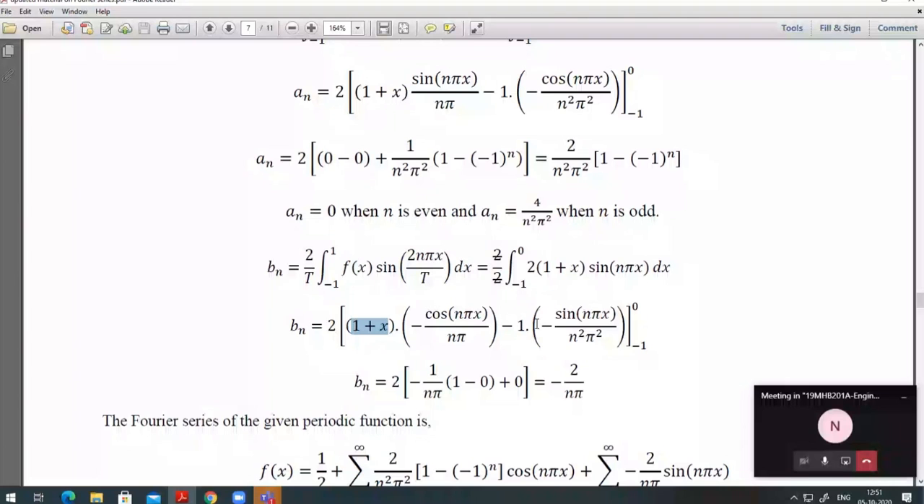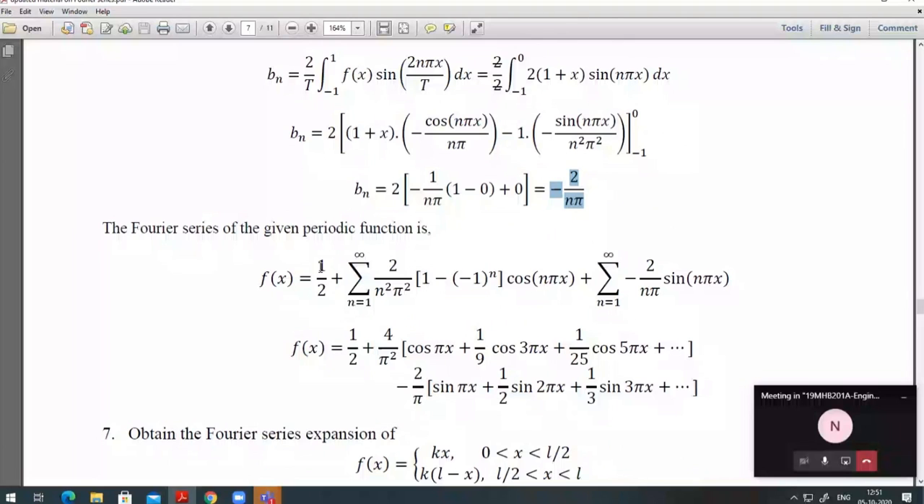So substitute all this in the Fourier series. The required Fourier series is a0 by 2, that is 1 by 2, plus summation n from 1 to infinity, a_n is 2 divided by n square pi square into 1 minus minus 1 power n, into cos n pi x, plus b_n is negative, so summation n from 1 to infinity of minus 2 by n pi into sin n pi x. If you write this, it is enough for the Fourier series.